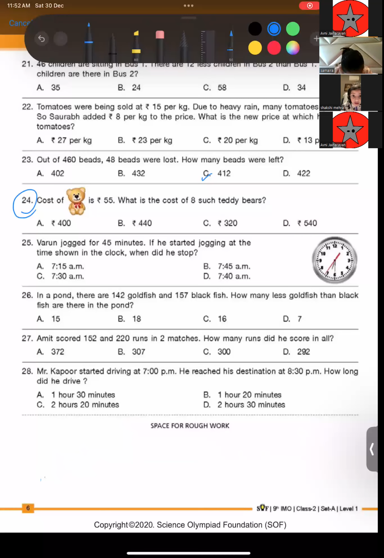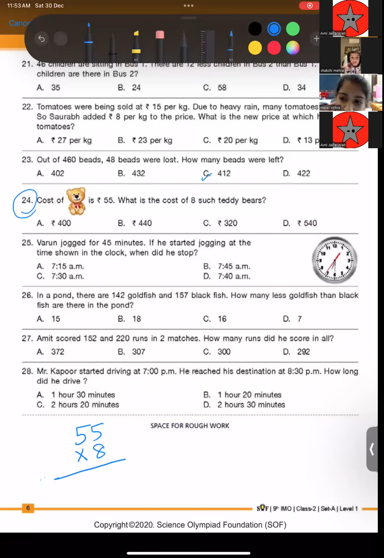Ma'am, the answer is 440. The answer is B. Okay, let's see, B. How many of you know your times table well? Ma'am, I did 55 multiplied by 8.